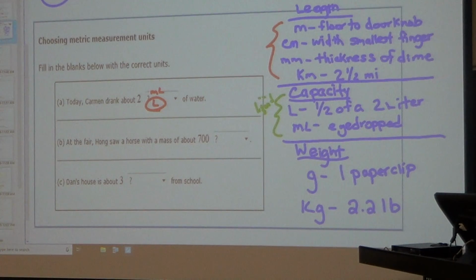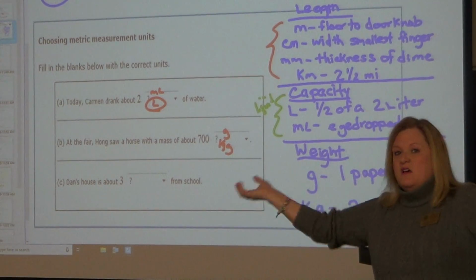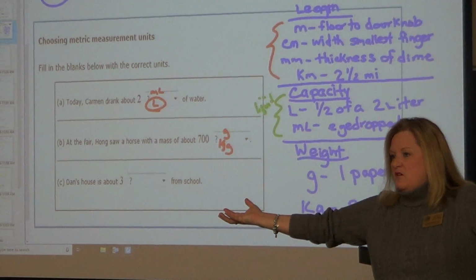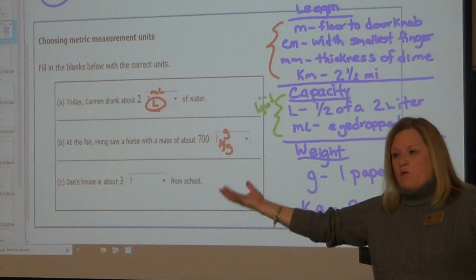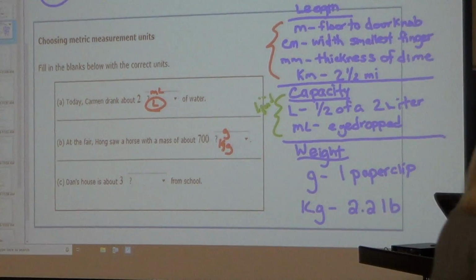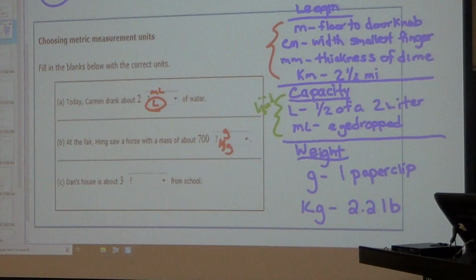At the fair, Hong saw a horse with a mass of about 700 grams or 700 kilograms. So if I put a horse over here, am I going to put 700 paper clips or 700 bags of sugar? Which one's going to even out with the horse? 700 bags of sugar, which is going to be my kilograms.